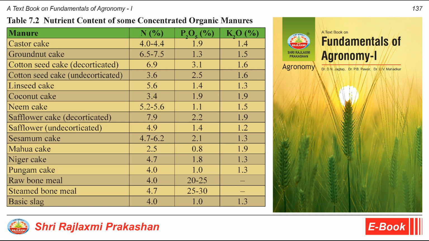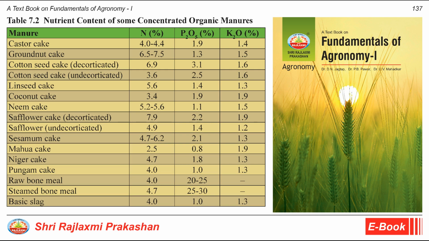Manure number 12, Niger cake. Percentage composition of N 4.7%, P2O5 1.8%, K2O 1.3%. Manure number 13, Pangam cake. Percentage composition of N 4.0%, P2O5 1.0%, K2O 1.3%. Manure number 14, raw bone meal. Percentage composition of N 4.0%, P2O5 20 to 25%.